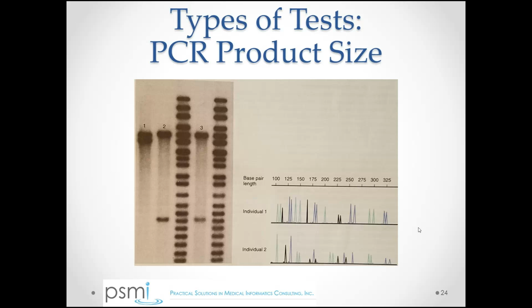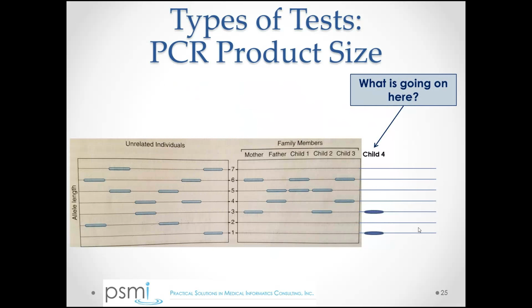Okay, so let's see if this makes sense. And here we're looking at paternity testing, and we're just looking at one locus. Okay, so mom has on one of her chromosomes 6 repeats, and on one of her chromosomes she has 3 repeats. Dad has 5 repeats and 4 repeats.